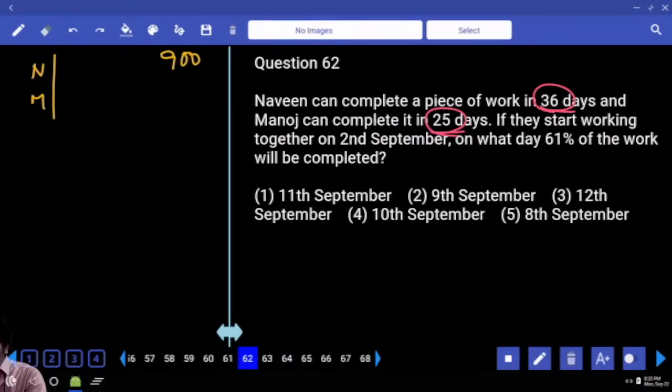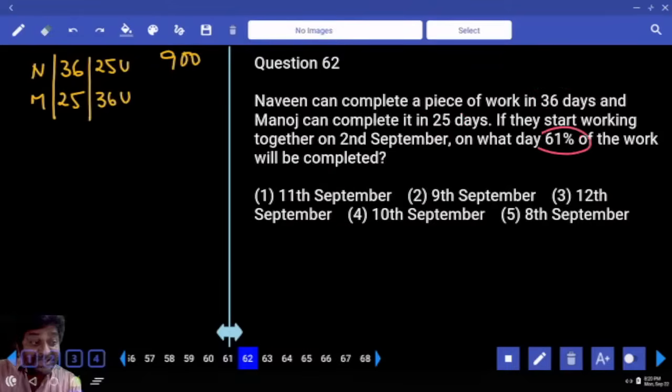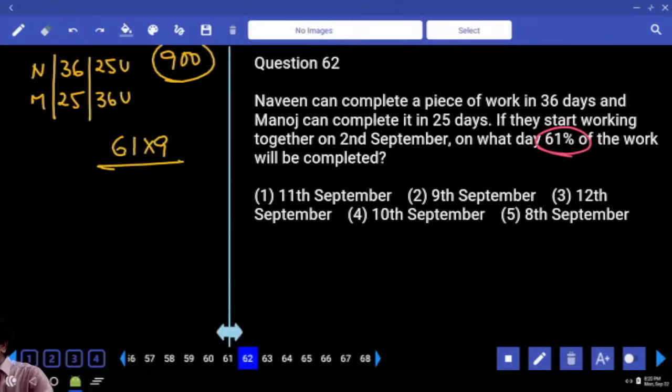Naveen and Manoj. You know that days are 36 and 25. Units are 25 units and 36 units. They'll have to complete 61% of the work. 61% of the total work will be 61 into 1% value. This is what they need to complete now. By working together, both will do 61 units per day. 61 gets cancelled. So how many days do they need? 9 days they need. So after 9 days only they will be able to complete 61% of the work.